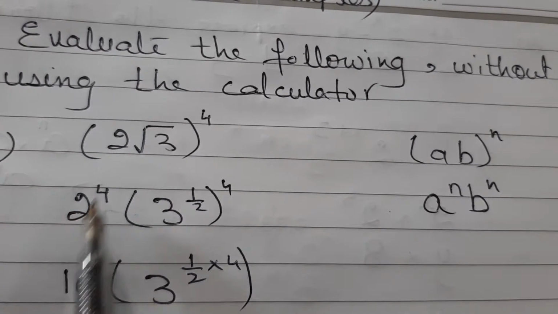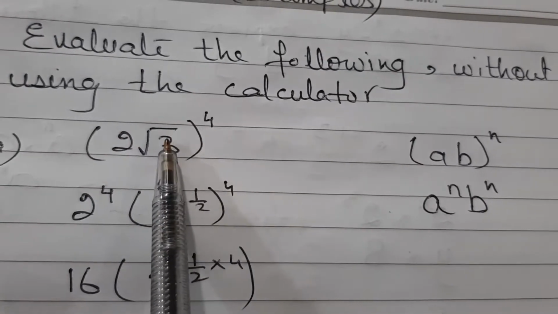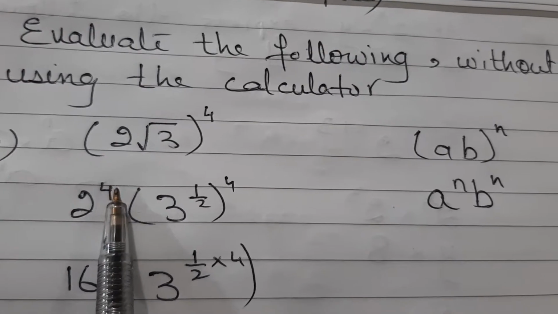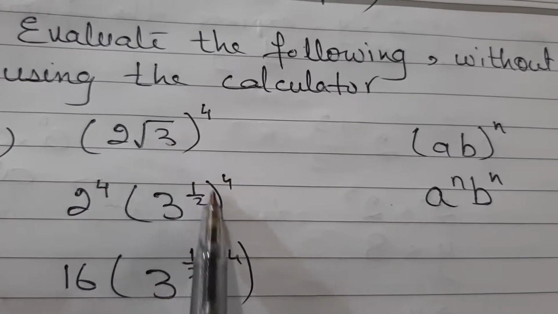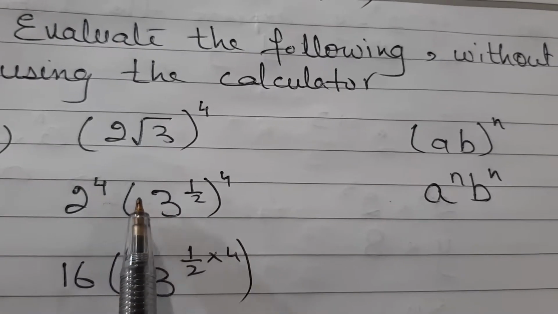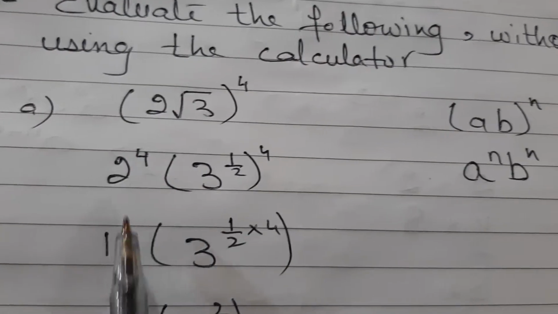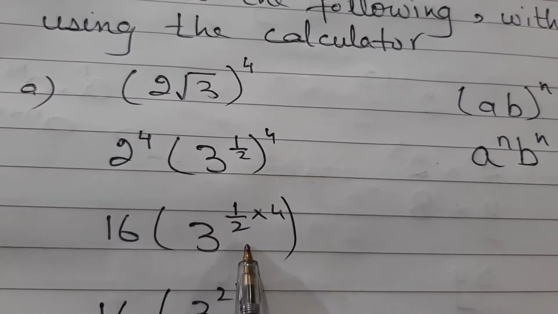So this power 4 will be applied on this and on this. These are two different terms considered: 2 power 4 and 3 power 4. Root means power half, so when you remove the root, you can write power half there. Okay, so 2 power 4 is 16, and half times 4 you are doing it.